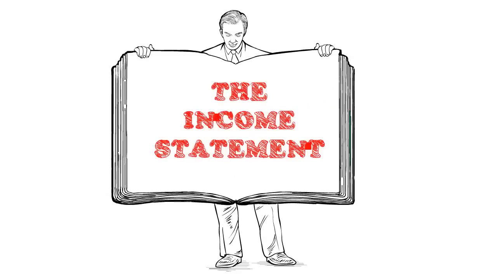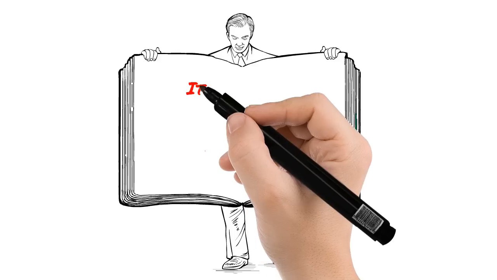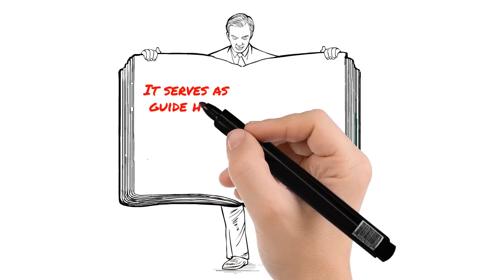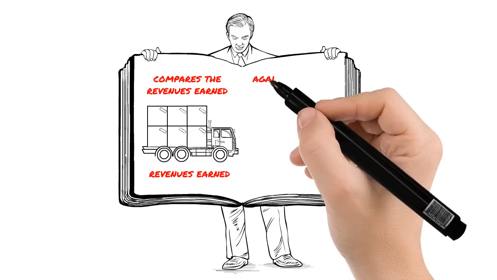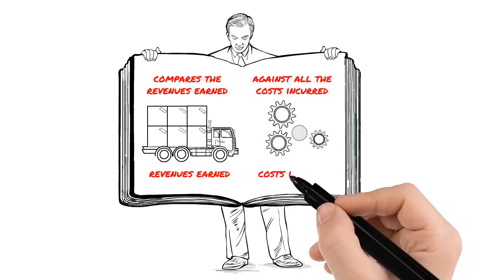The income statement shows how much the company earned or lost during the year. It shows the company's operating results for the whole year. It serves as a guide to how the company will perform in the future. It compares the revenues earned from selling goods and services or other activities against all the costs incurred to run the company.